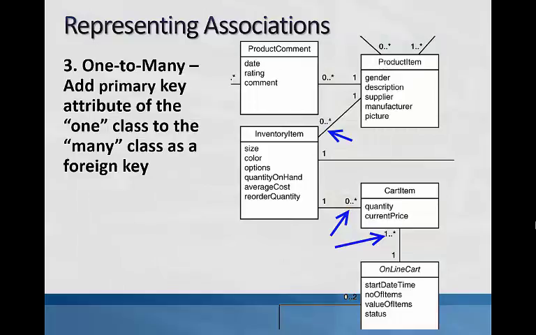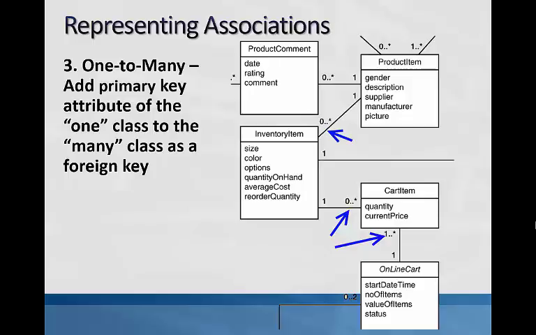Step 3. For one-to-many relationships, add the primary key of the class with a multiplicity constraint of 1 to the class with a multiplicity constraint of many as a foreign key. In this example, there are 3 associations we will look at. As we saw in the previous slide, the product item has a one-to-many relationship with the inventory item. Also, the cart item has 2 one-to-many associations, one from inventory item and one from online cart.